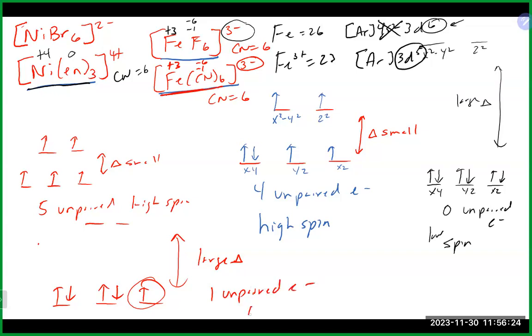And definitely would be a low spin complex. Any questions on how to draw those, figure out electrons, or anything like that? Again, those are, like I said, very common questions asked in these types of problems, like how many unpaired electrons would you expect, and is it a high spin or low spin situation.